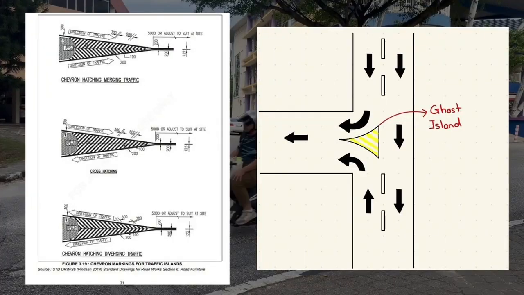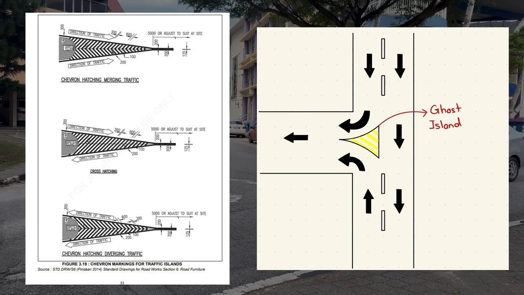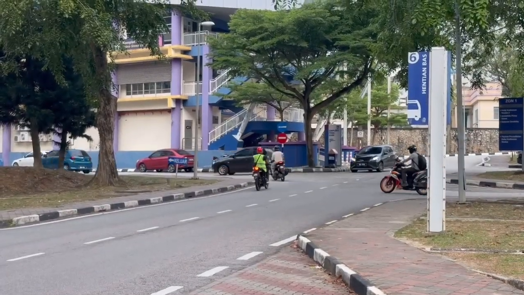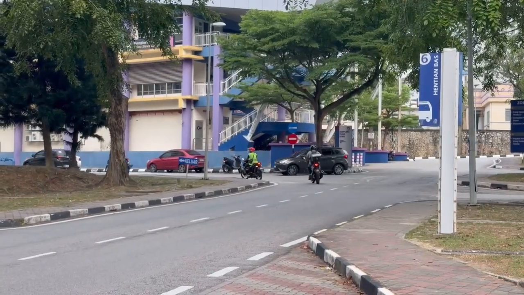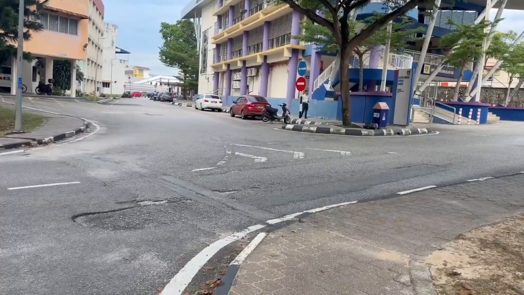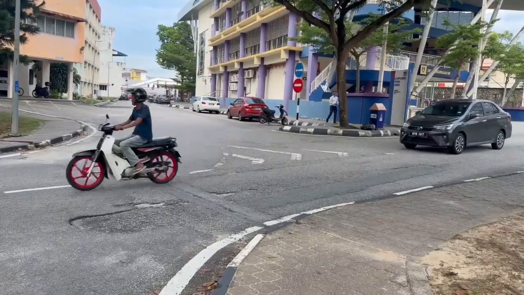A ghost island is a painted traffic island that helps separate traffic streams and guide vehicles into the correct lanes. This visual guidance improves driver awareness, especially when approaching junctions or turning areas. By complying with Arahan Teknik Jalan, the road markings and layout become more consistent, improving lane discipline and reducing the possibility of sudden or unsafe maneuvers.